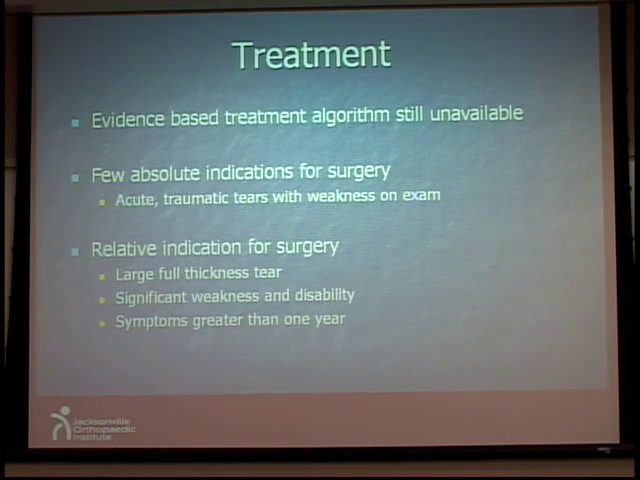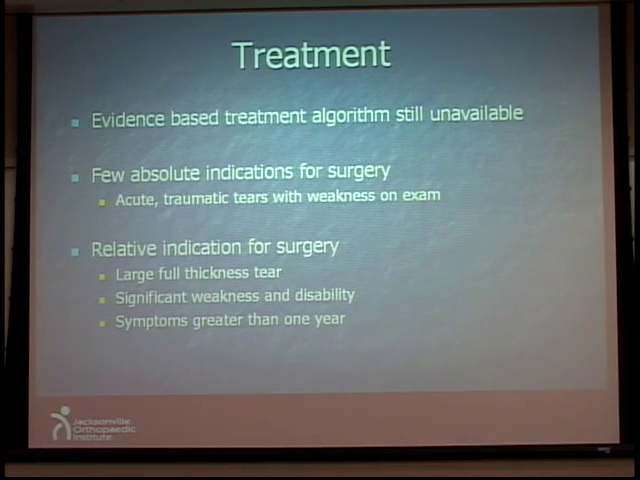So let's get to treatment now. There is not an evidence-based treatment available yet. We can say that for surgery, there are very few absolute indications. When surgery has the strongest recommendation is when somebody has an acute injury, has a traumatic tear, and is now weak, whereas right before their injury, they were able to, for instance, abduct their arm, bring it overhead.